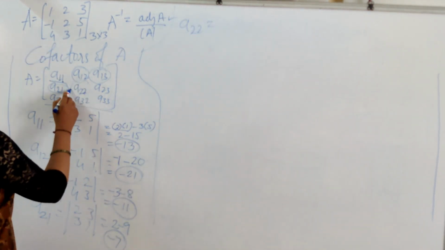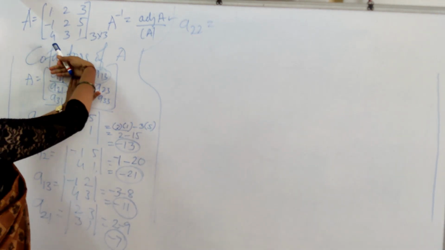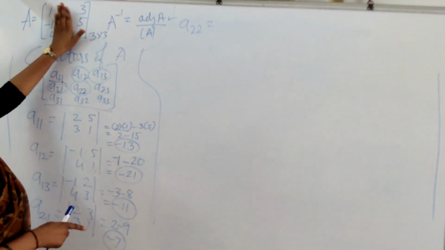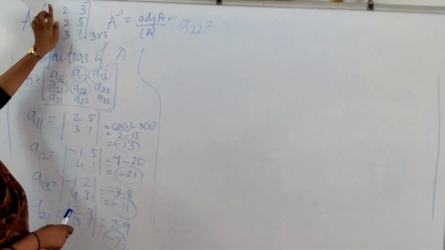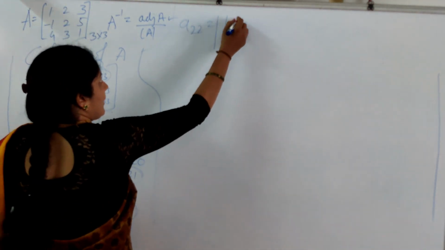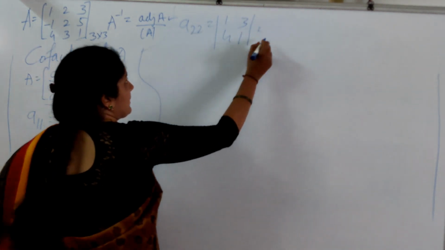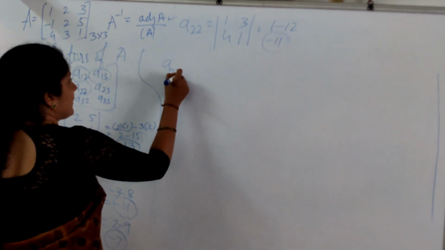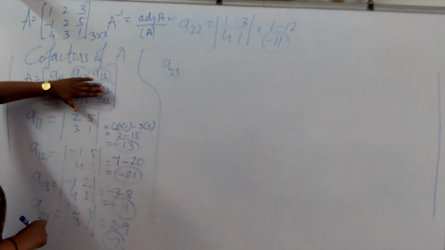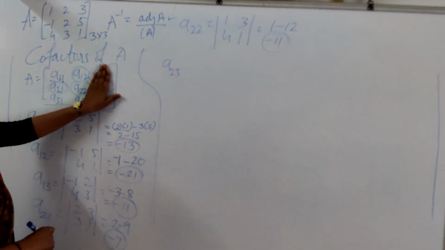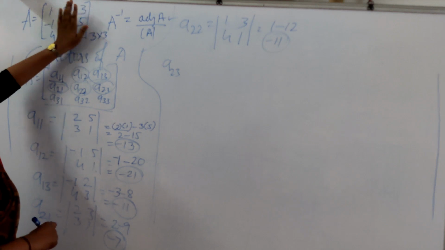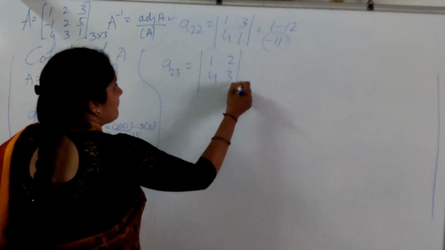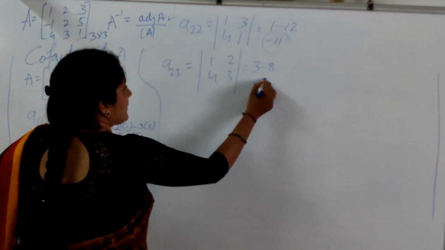Next, A22. This one. It means you have to leave this column and this row. What is left? 1, 3, 4, 1. So, this is 1 minus 12. Therefore, it is minus 11. Next, A23. Leave this row and this column. What is left? 1, 2, 4, 3. 3 minus 8, that is minus 5.